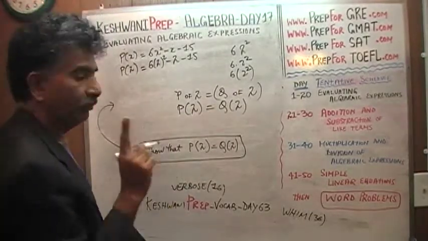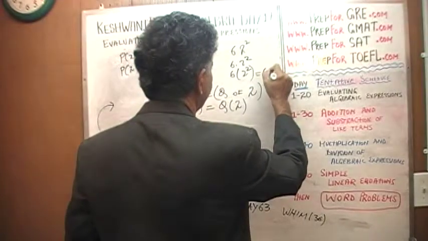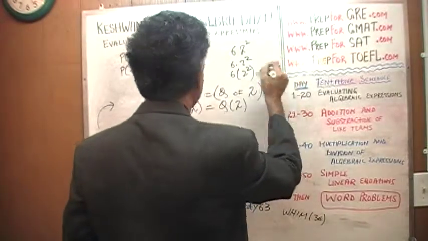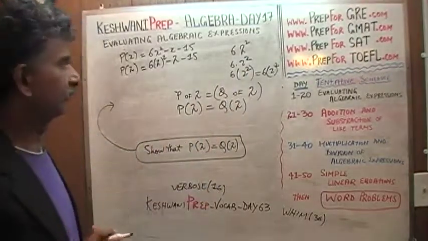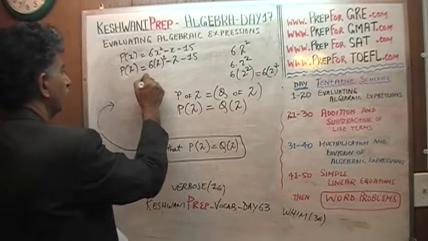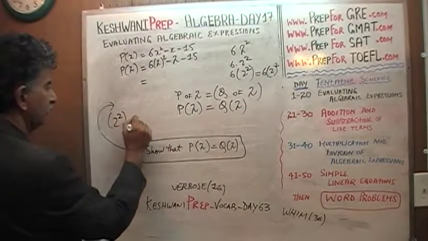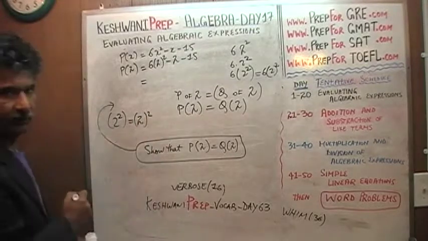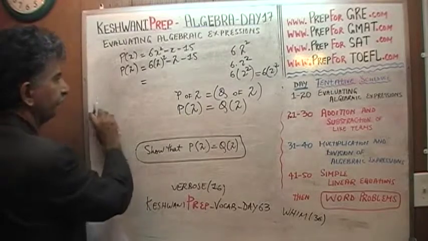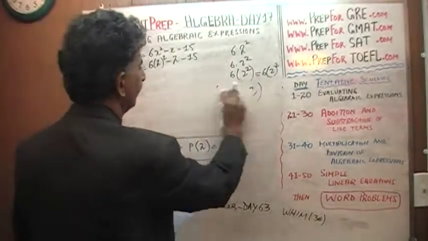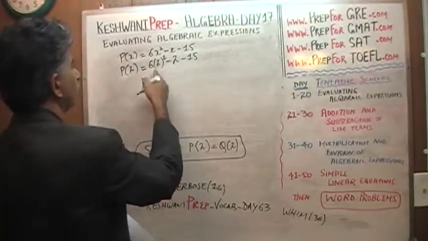Now, notice what happened just now, quite inadvertently. Here, the parentheses was around the 2 and the square was outside. Here it is inside. Makes no difference. It's still 4. Whether you write 2 squared like this, or like this, it's still 2 squared. It doesn't change anything.